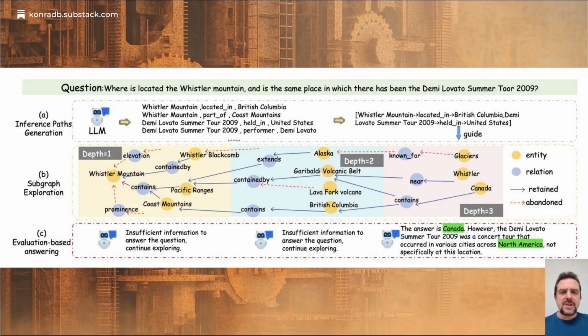Figure 2 shows NoPath's workflow through a practical example. It starts by generating inference paths from the LLM's internal knowledge. These paths guide the exploration of the knowledge graph, dynamically building relevant subgraphs at increasing depths. The system evaluates at each stage whether it has sufficient information to answer. The visual example shows how it handles the question about Whistler Mountain and Demi Lovato's tour, creating a directed reasoning path through relevant information, maintaining clarity in its decision process.